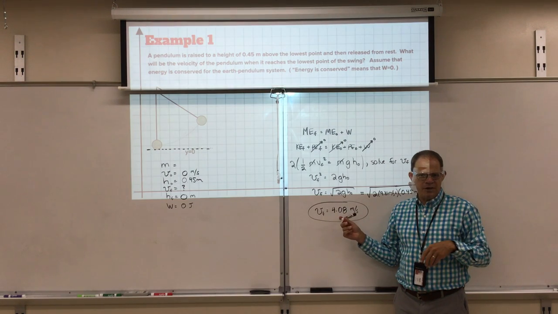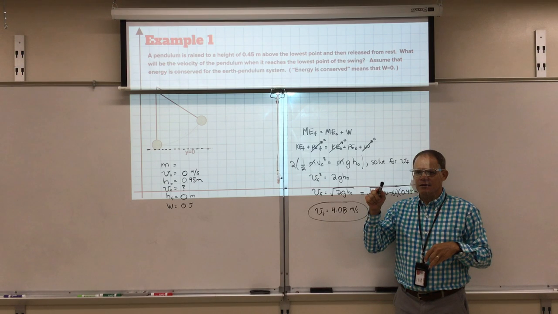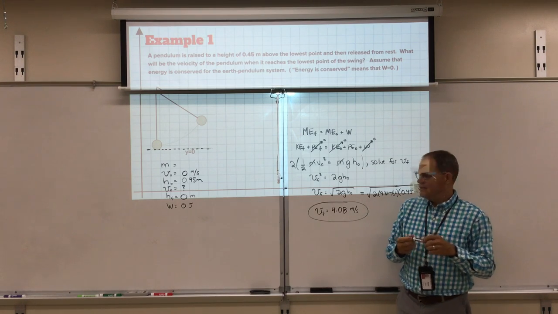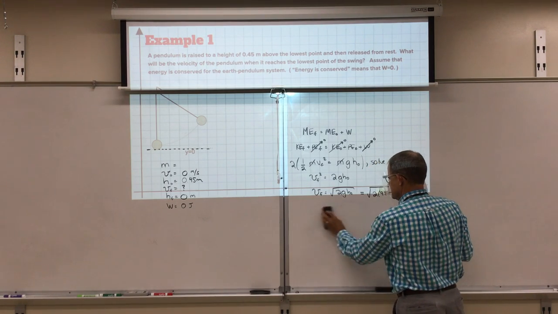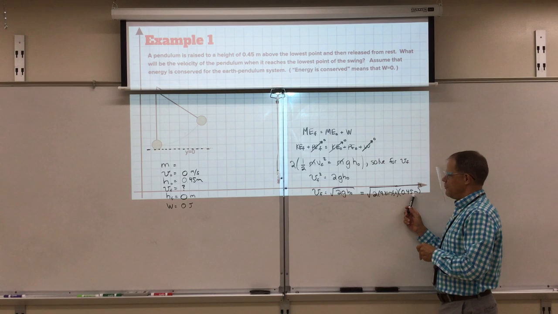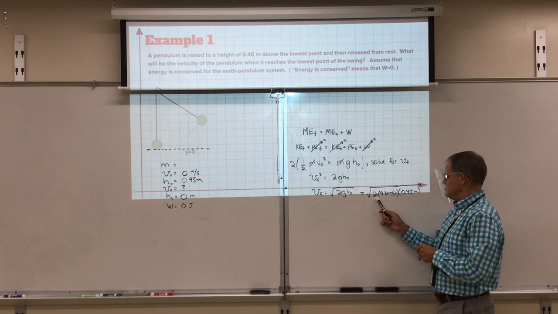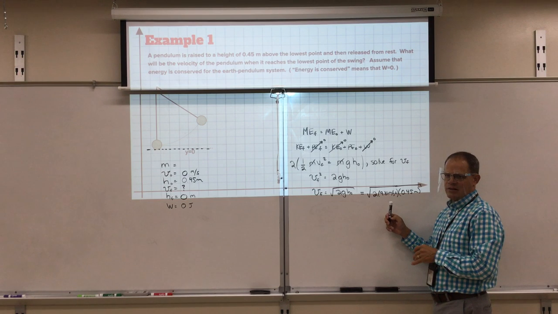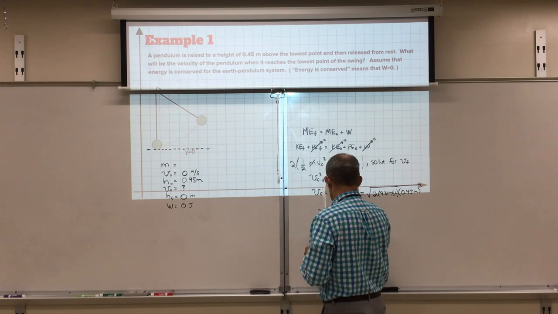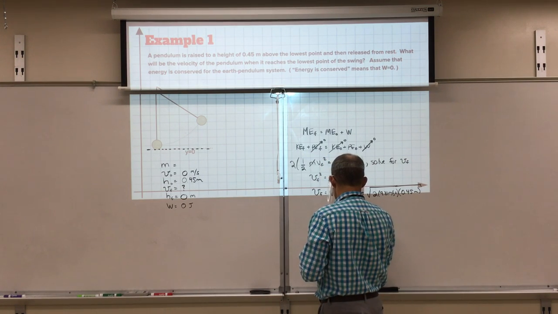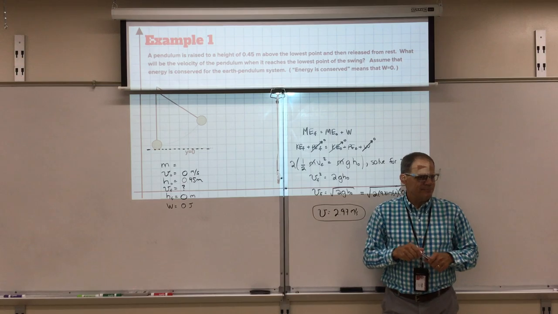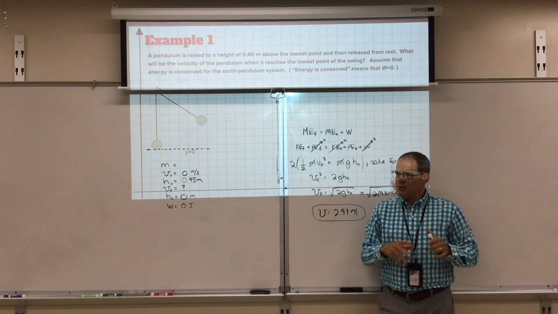Somebody get a different answer? What'd you get? 2.97. Uh-oh. That's what I get. 2.97? Yeah. Check that again, Braden. 2.97, huh? Let's ballpark it. 10 times 4.5 is 45, times 2 is about 90, square root of 90 is a little less than 10. So what is it? 2.97? That looks good. Did you guys agree on that? All right, good deal.